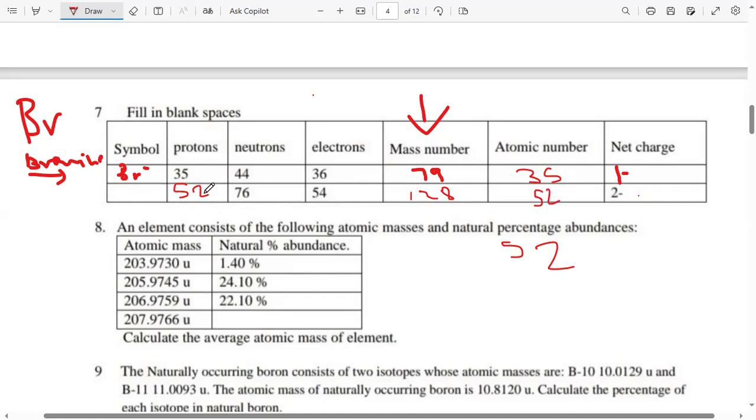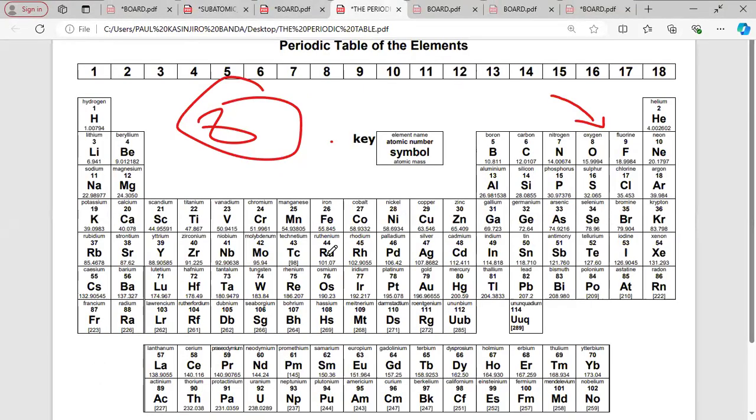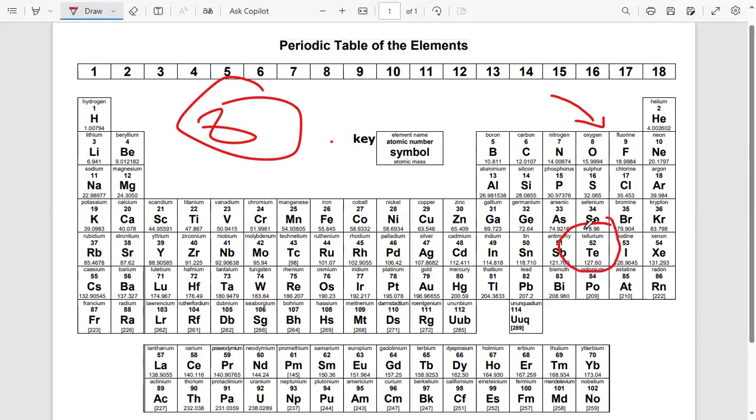So what is this element here now? The one that has 52 protons. So you go on your periodic table. 52 is somewhere here. You can see, that's where I can see 52 there. So 52 is what we call tellurium. It's a tellurium. So tellurium has this symbol Te, and it gained extra 2 minus electron.